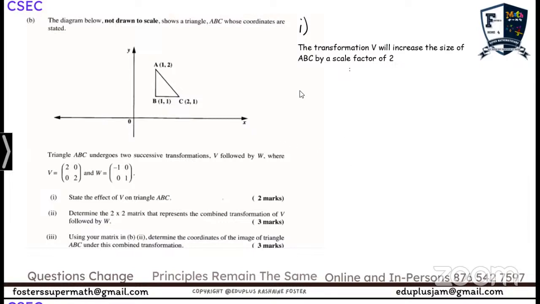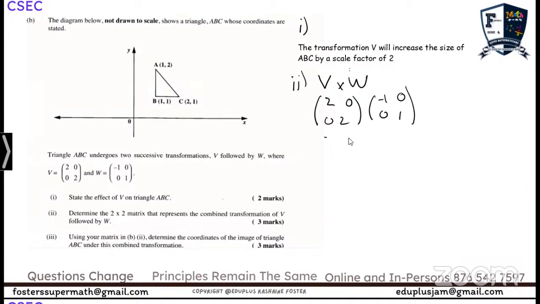Let's get going again here now. Question 2. Determine the 2 by 2 matrix that represents the combined transformation of V followed by W. So what are we going to do? Multiply V by W. What is V? 2, 0, 0, 2. What is W? Negative 1, 0, 0, 1.